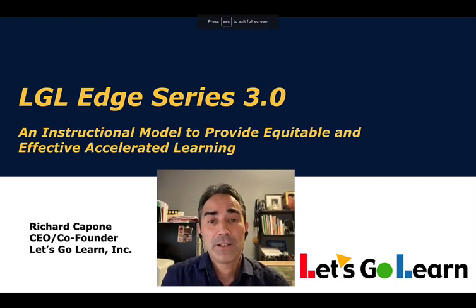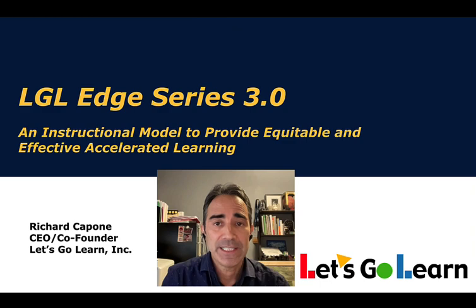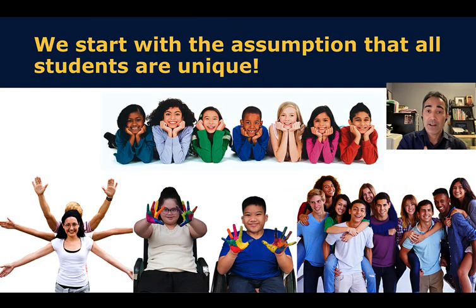I'm the CEO and co-founder of Let's Go Learn, and today I'm going to tell you about the LGL Edge series. So first of all, we start with the assumption that all students are unique, and this is really important because a lot of programs are really more focused on students who are around grade level, but we don't make any assumptions. We know that you could have an 8th grader who's operating very low, maybe at the K1 grade level in certain areas, but they might be operating at 9th or 10th grade instructionally in another area. So we don't make any assumptions. We know everyone is unique, and that is our fundamental assumption to start with.